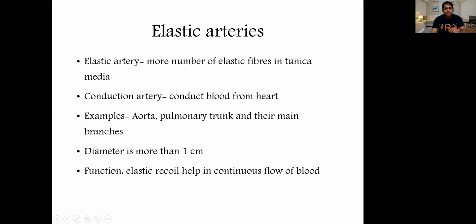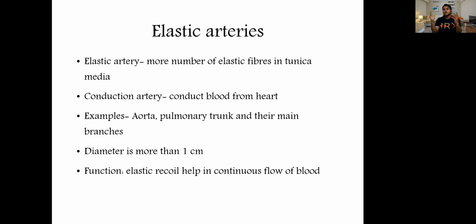Elastic artery, yes, obviously, they have more elastic fibers in the tunica media. They are also called conduction arteries. Let me tell you why they are called conduction arteries. Because they help in the conduction of blood from the heart towards the different organs. So, which are the examples of such conduction arteries or elastic arteries? They are the ones coming out from the heart, that's the arch of aorta and the pulmonary trunk.